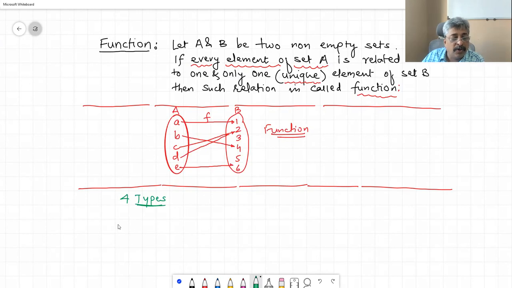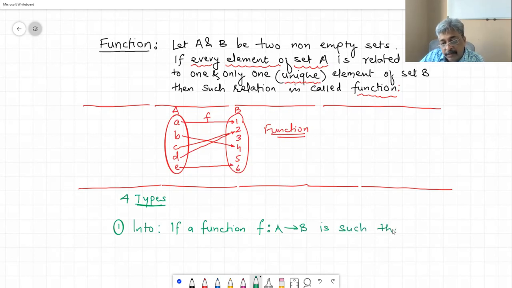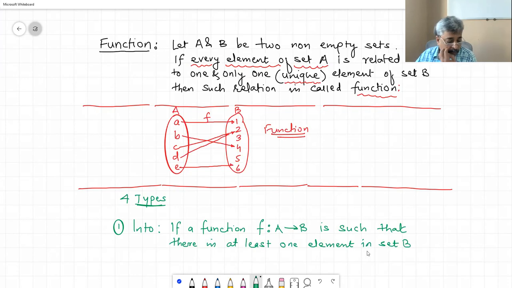First, into function. If a function f from A to B is such that there is at least one element in set B which is not the F image of any element in A.